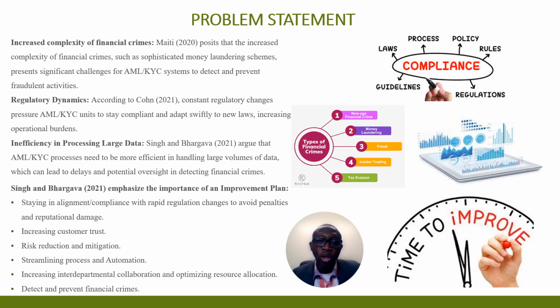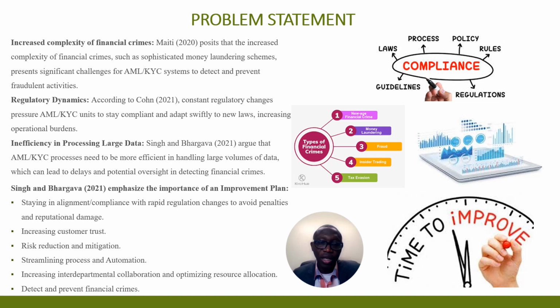That leads us to the importance of this improvement plan. Why is it important for us to draw an improvement plan for AML KYC unit in JP Morgan Chase? The first significance of this improvement plan is to make sure that the unit is still staying in compliance with these rapid regulations to avoid penalties. The unit also wants to increase customer trust, reduce risk, streamline their process, and also automate if need be to reduce human error.